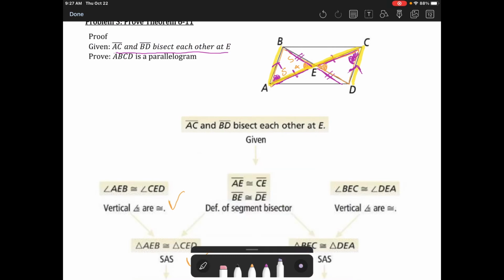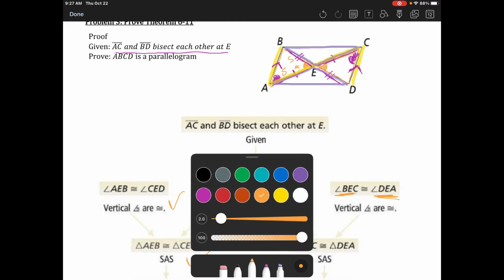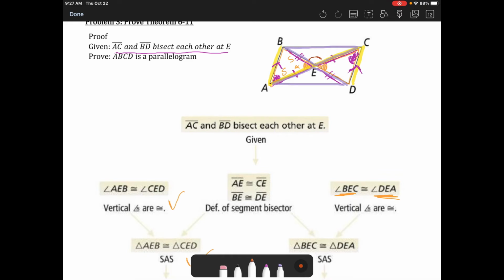So now we're going to analyze triangle BEC and triangle DEA. Actually, before we move forward, let's look really quickly here. It says angle BEC and angle DEA. So BEC, this angle, and this angle here are vertical congruent angles. So again, by side, angle, side, the two purple triangles are congruent.